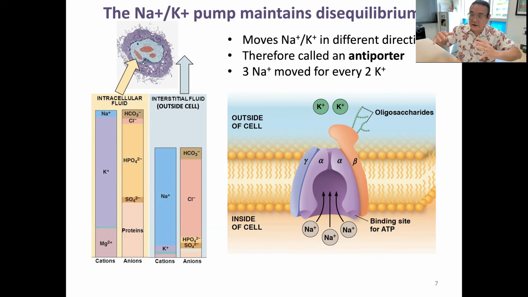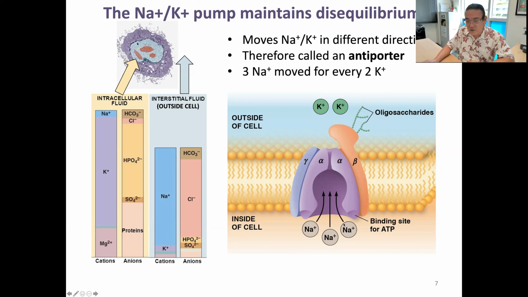Therefore, it requires energy to do so. So this protein complex is made of several different protein subunits together, right? These purple alpha ones, there's also an orange beta one, and this blue gamma one. You don't actually have to know the structure of this, right? I want you to get the concept.